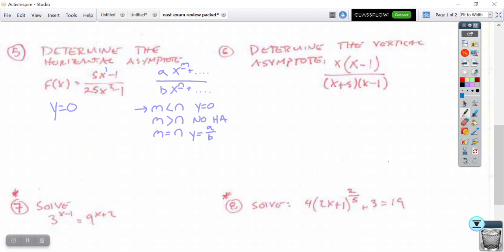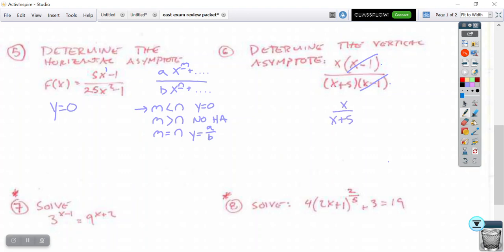When we're looking at vertical asymptotes, we're looking at zeros in the denominator, because obviously you can't have a 0 in the denominator of a fraction. But when we're looking for vertical asymptotes, we first need to reduce the fraction. I can't help but notice that we have x minus 1 in the numerator and x minus 1 in the denominator, so those would cancel out. And so here we'd just be left with x over x plus 5.